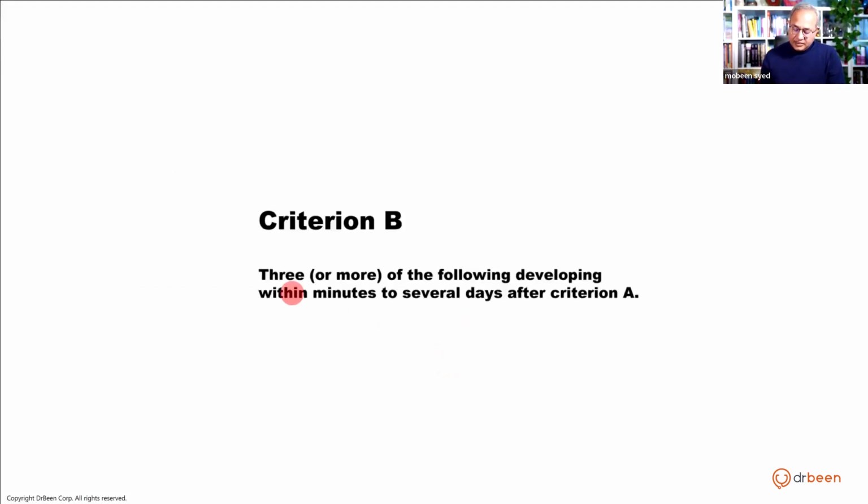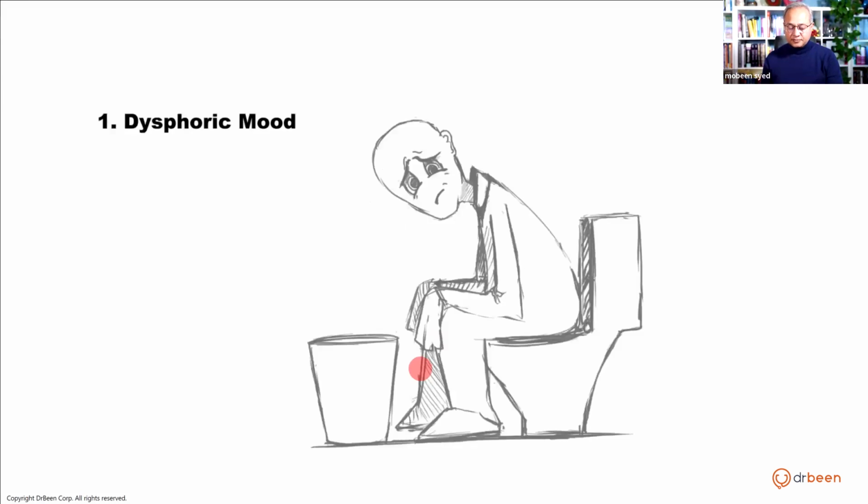Criteria B, 3 or more of the following developing within minutes to several days after criteria A. So the opioid dose is reduced or stopped, or an antagonist is used, that is criteria A, and within minutes to several days, the signs and symptoms that I'm going to discuss now, 3 or more, if present, would satisfy criteria B as well. So let's look at them.